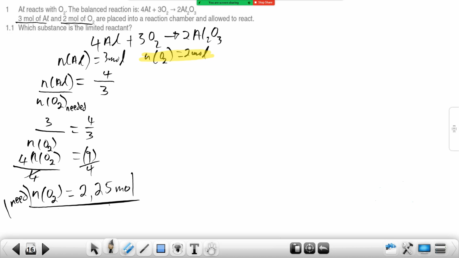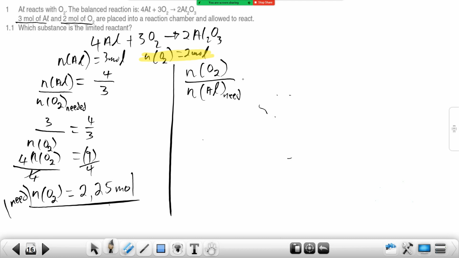But before I can conclude, let me try and say, let's assume that oxygen is the one that is now completely used up. So I'm going to work with oxygen. Now I need aluminium just to check how much I need. So the ratio from the balanced chemical equation, 3/4.